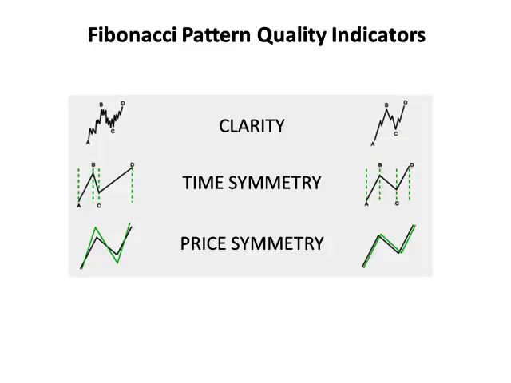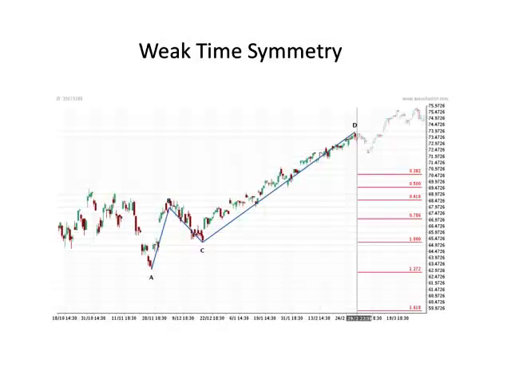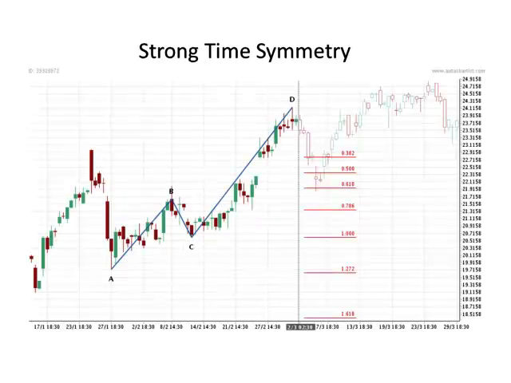Let's take a look now at time symmetry. When we look for Fibonacci ratios, we actually only pay attention to differences in price. This could mean that we have Fibonacci patterns that look rather awkward, especially if there were unexpected spikes or long, slow price movements. But if we were to look for the same Fibonacci ratios on the time axis, then the proportions of the patterns would be much more natural.